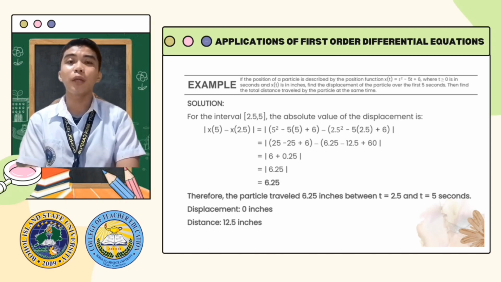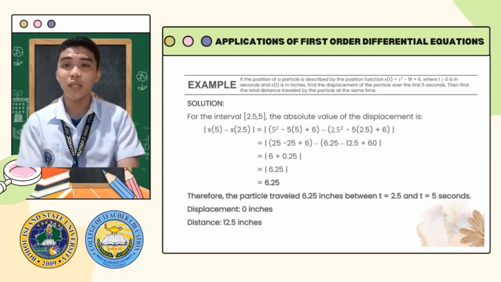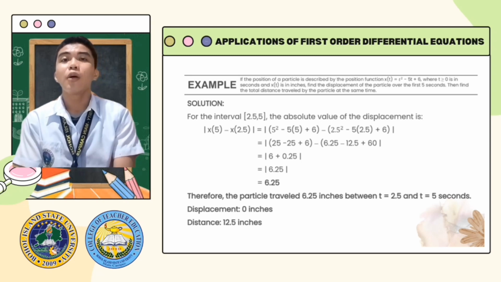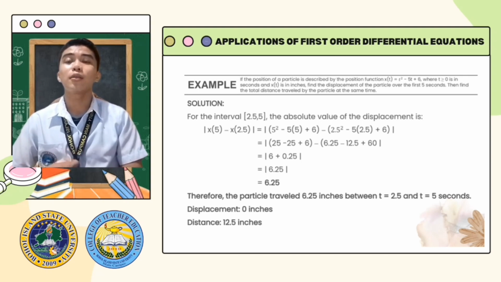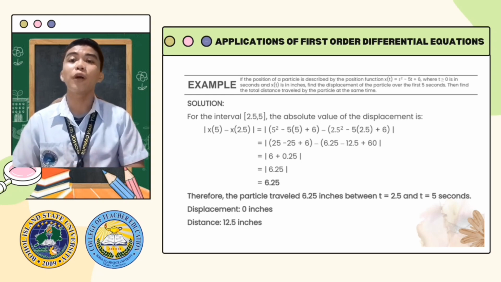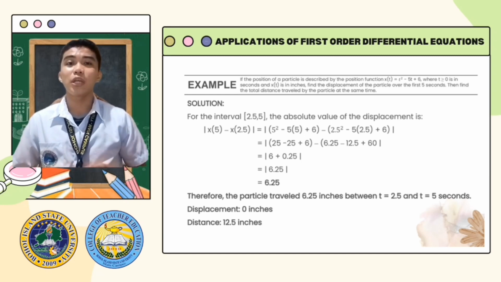So our displacement is 0 inches. Why? Because there are no changes over the two sub-intervals. The displacement of the particle from 0 seconds to 2.5 seconds and the displacement of the particle from 2.5 seconds to 5 seconds is still the same, which is 6.25.